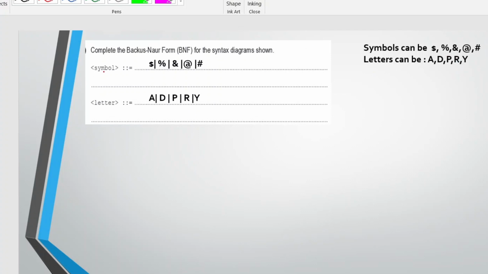So how can we complete this BNF notation? Symbol is defined as, and then we have to complete it. How many combinations of symbol do we have? We have these combinations. So we can write dollar, then the or sign, and then all these signs along with the or sign. Next, you have to define a letter, and letter is defined by all these possibilities. Because we have different possibilities, we can write all these possibilities over here by writing this or sign with them.